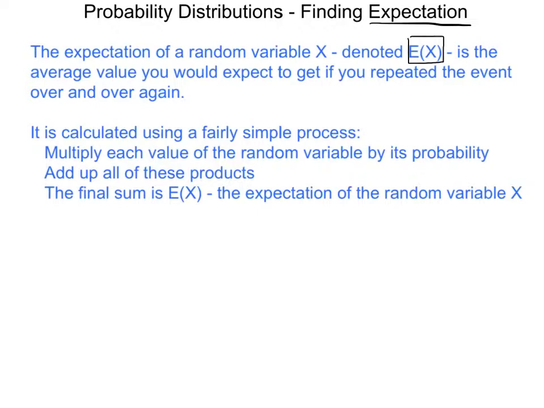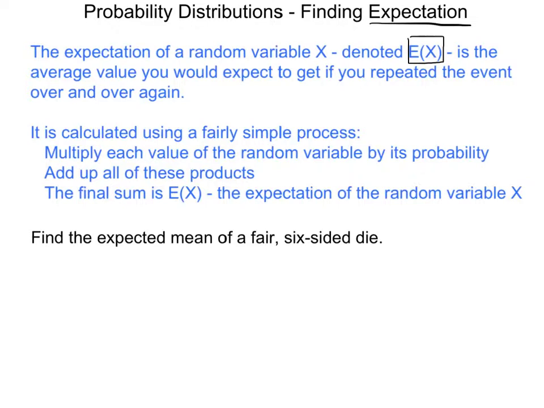All you really have to do is multiply each value of the variable by the probability, add all those things up, and that final sum is the expectation. So for instance, if I were to ask you to find E of X, find the expected mean of a fair six-sided die, to do this, we would multiply each value of the random variable by the probability of that thing.